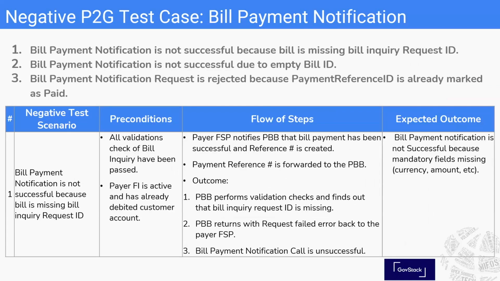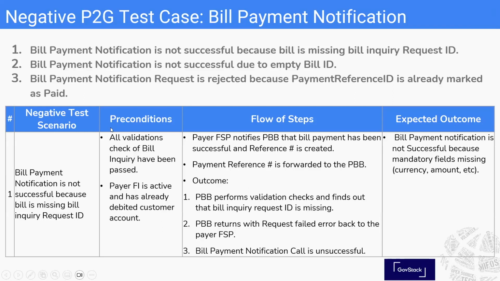Some of the negative test cases would be that it is missing any of the mandatory API inputs. For example, the request ID or the bill ID is empty, or maybe the payment reference ID is empty. Again, payment reference ID could not be empty because after all, this marked bill payment request is being done against a specific payment reference ID, because it may be required later for reconciliation purposes.